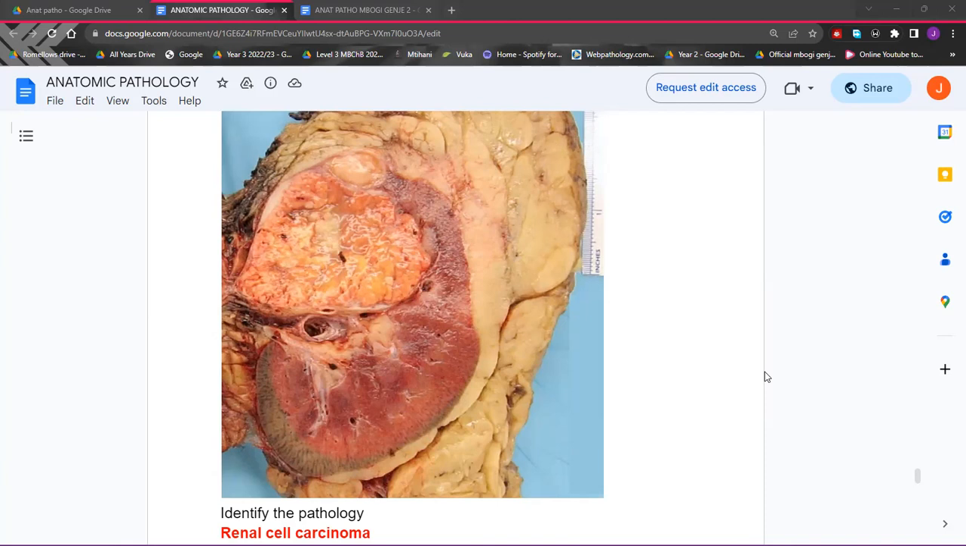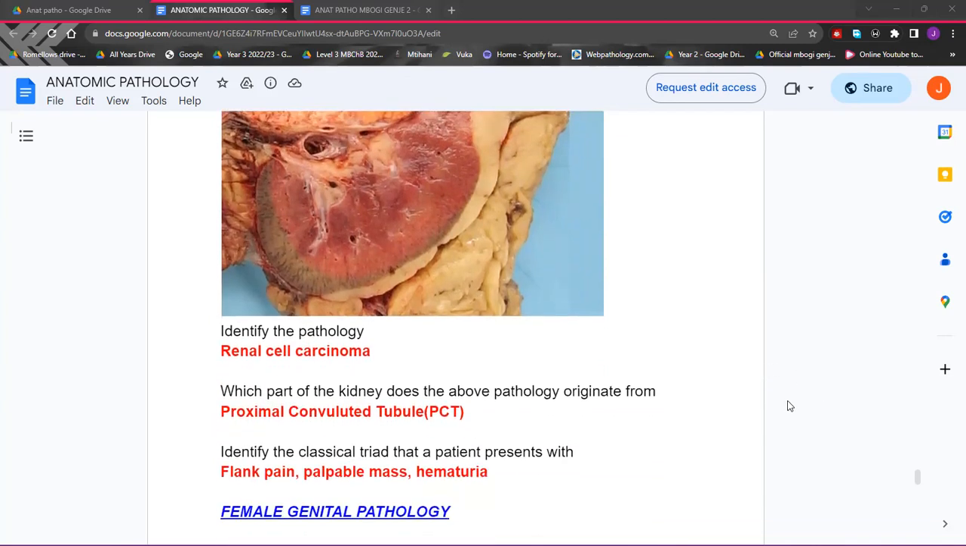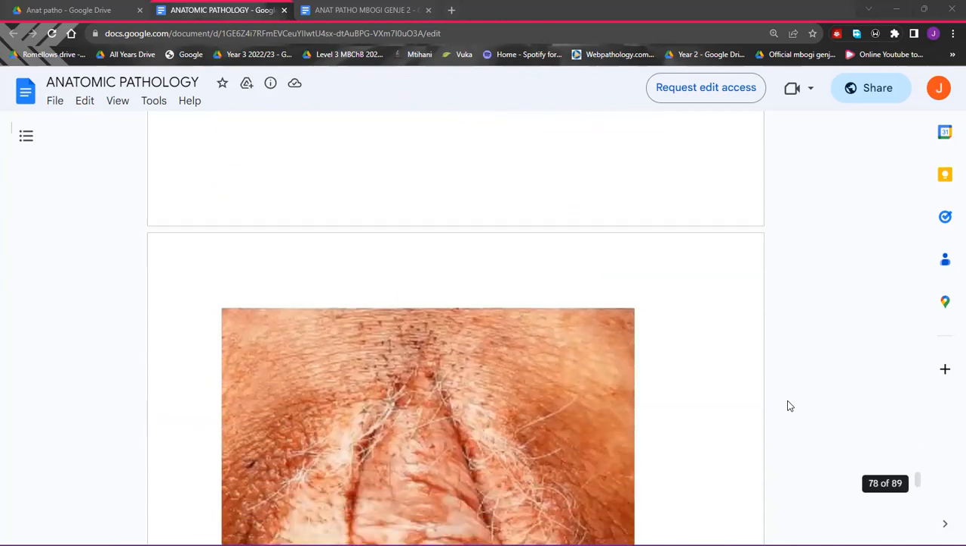We have flank pain, exactly, hematuria, anemic features, I agree, but also palpable mass. Guys, they're doing extremely well. I think we're done with that. We can move to the next one.